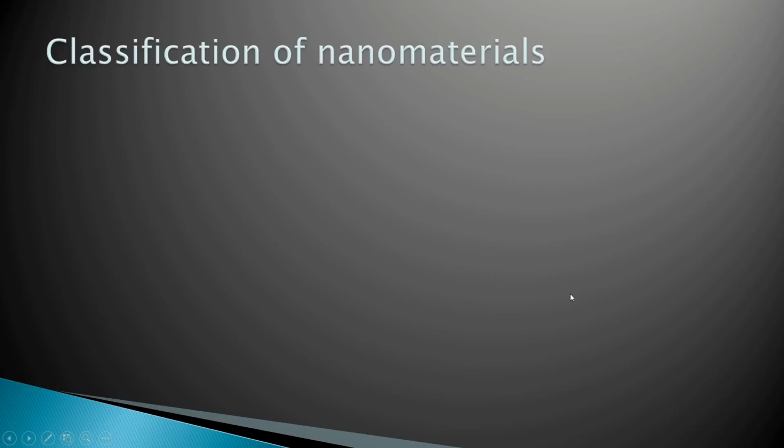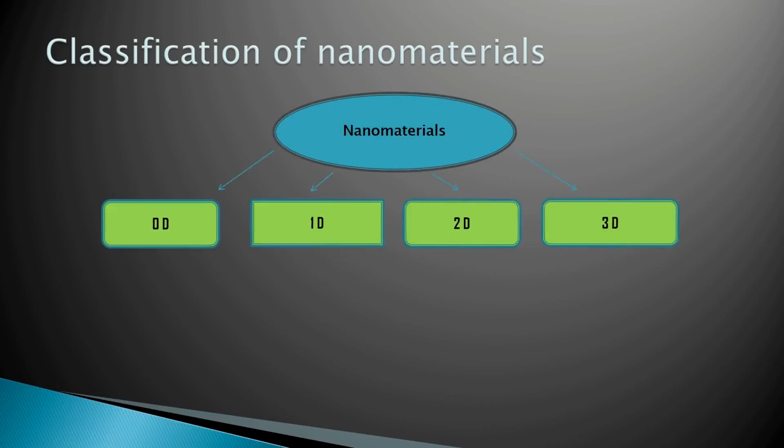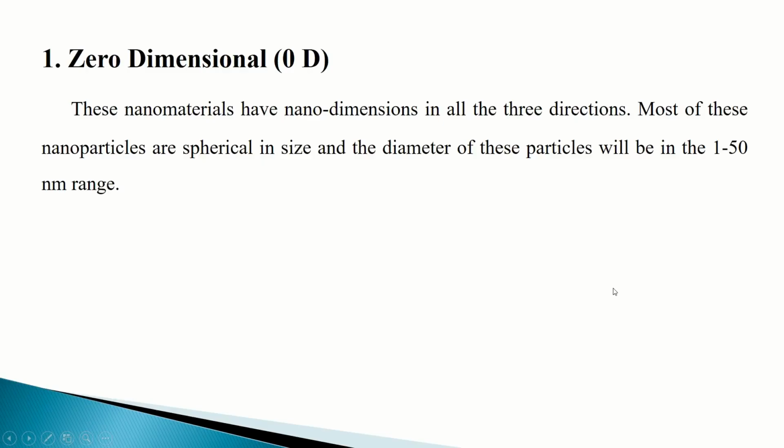Next, we will look at the classification of nanomaterials. Nanomaterials can be classified into 4 types. The first one is 0 dimension, the second one is 1 dimension, the third one is 2 dimension and the fourth is 3 dimension. First, we look at the 0 dimension. In 0 dimension, you have nano dimensions in all 3 directions. You have 3 dimensions, x, y and z. In all the directions, if it is in nano range, then it is called 0 dimensional.